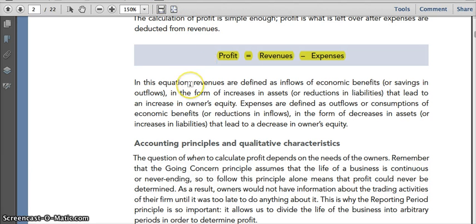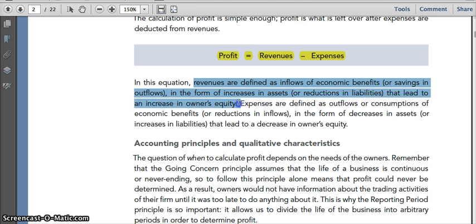I often get asked, "Oh, are we going to need to know the definitions?" Look, it's pretty unlikely that you're going to get asked to define a revenue, but what you are going to need to do is know what a revenue is so that you can determine whether or not an item is a revenue item or whether it is just an inflow of cash. So revenues can be defined as an inflow of economic benefit or a saving of outflows in the form of increased assets, reduction in liabilities that increases our owner's equity. Okay, so really important that we nail this and that we totally understand what a revenue is.